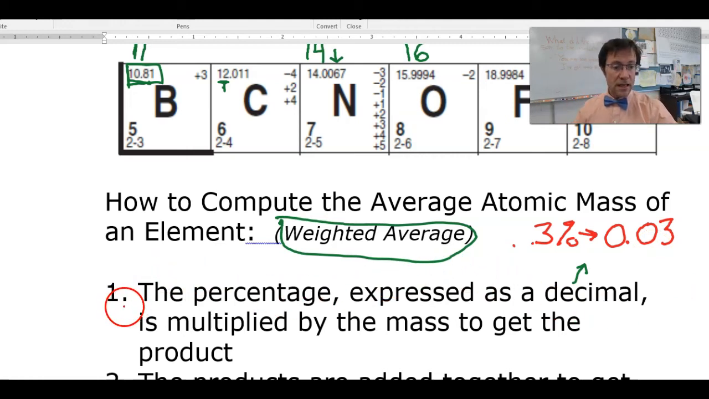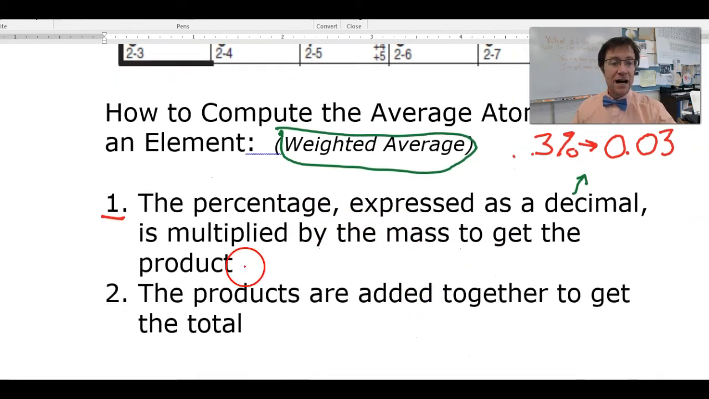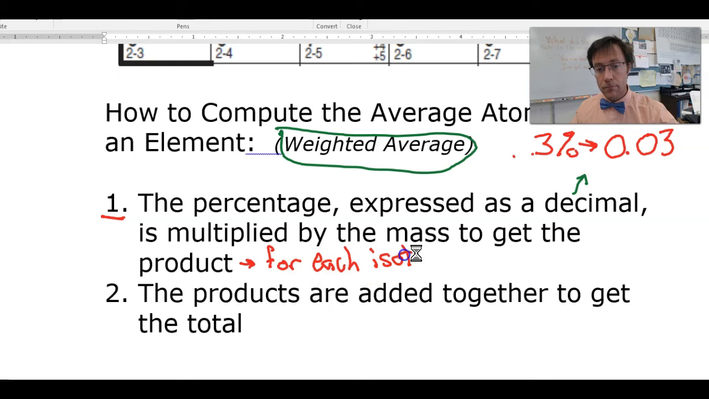So, coming back here, the percentage expressed as a decimal is multiplied by the mass. Okay, so it's just percentage times mass. Okay, and then you do this for each isotope. Right? So you do this for each isotope, and then the products are all added together to get the total. That's your average.